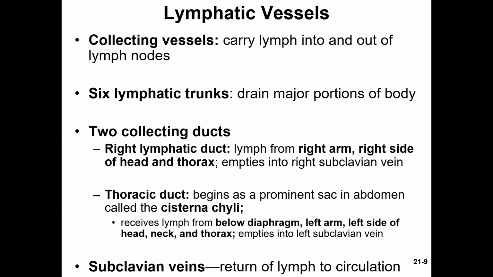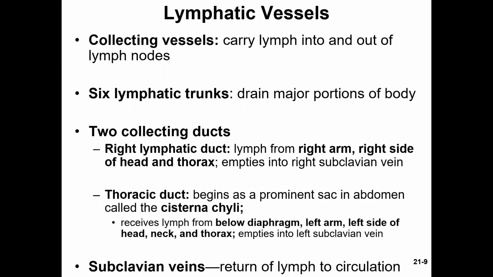There are 6 lymphatic trunks that drain the major portions of the body. There are 2 collecting ducts. There's a right lymphatic duct. This is collecting lymph from the right arm and the right side of the head and thorax. It empties into the right subclavian vein.